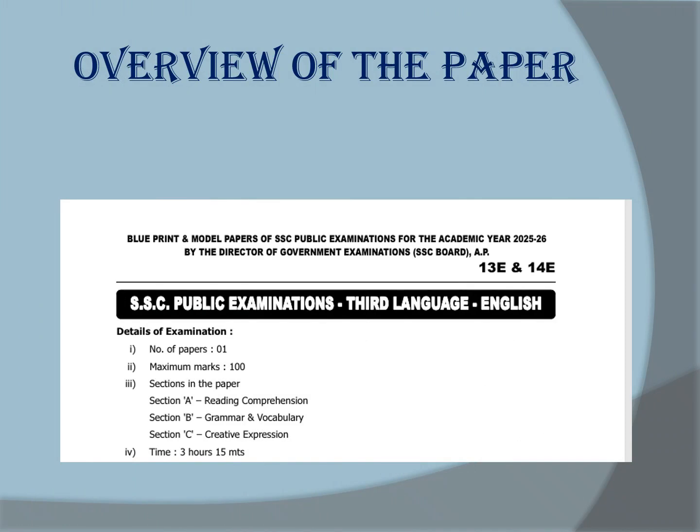Now, let us have an overview of this paper. Our English paper will be for 100 marks. There will be 3 sections. Section A carries reading comprehension. Section B carries 2 items, grammar and vocabulary. Section C carries creative expression and, of course, appreciation also.